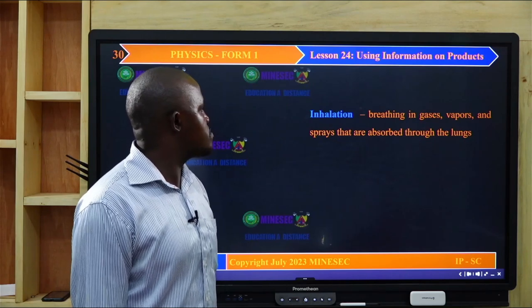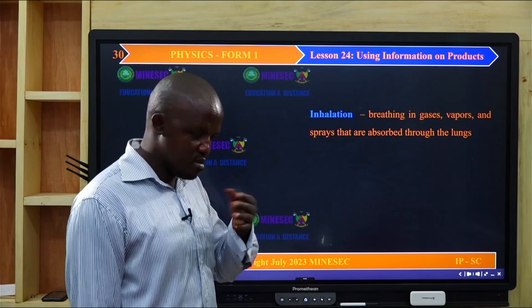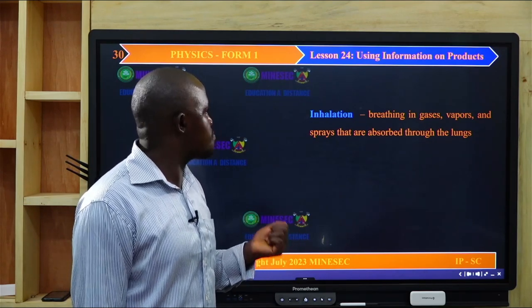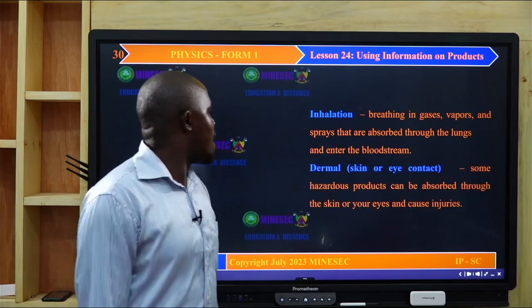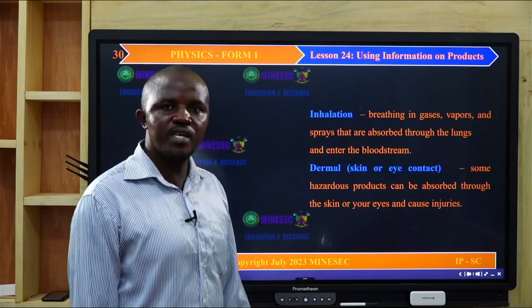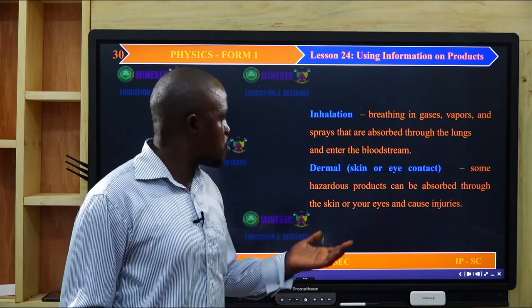Then, inhalation. You can take them in through your mouth, and you can also take them in through inhalation, like when you breathe it in. Breathing in gases, vapors, and sprays that are absorbed through the lungs and enter the bloodstream. So those are ways that these substances can come into contact with your system.